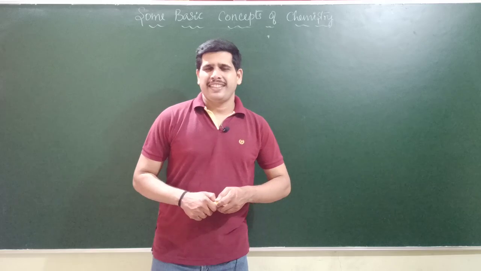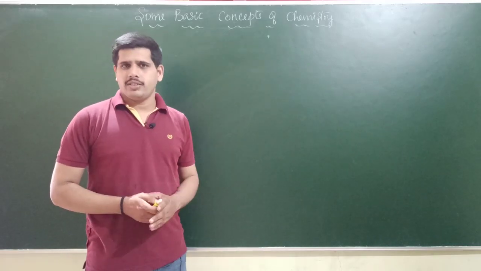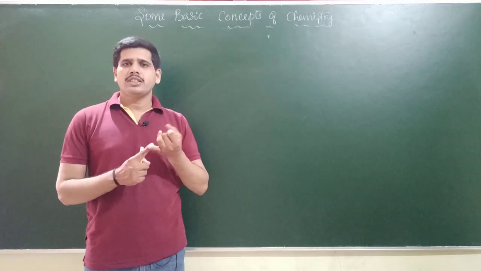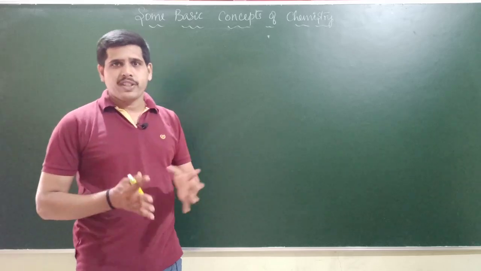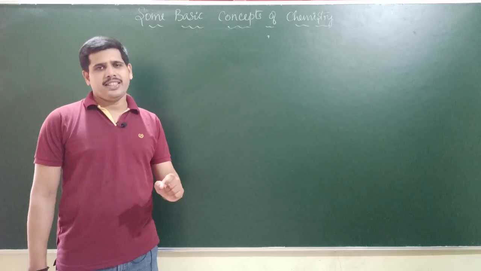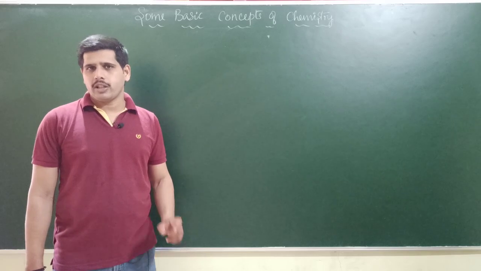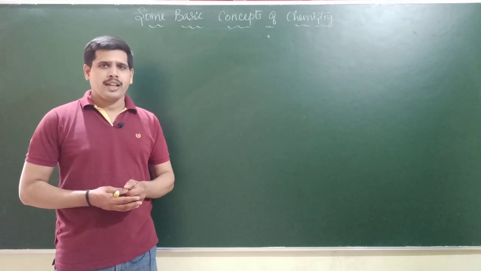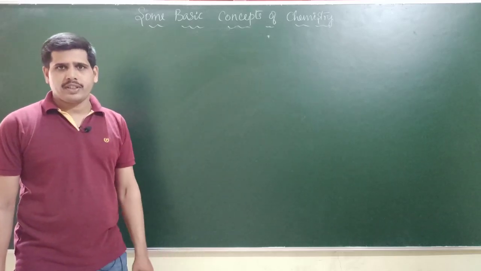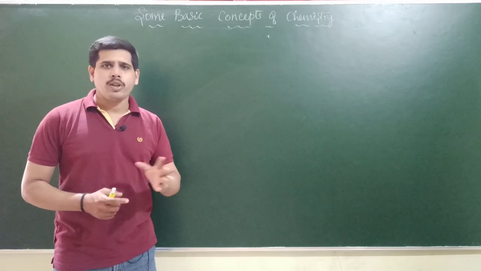Hello dear students. In the previous class we learnt some basic concepts of chemistry, isn't it? We covered accuracy, precision, and significant figures. After that, to some extent we studied the laws of chemical combinations, and we moved ahead to study the mole concept. Before that we completed atomic mass and molecular mass.